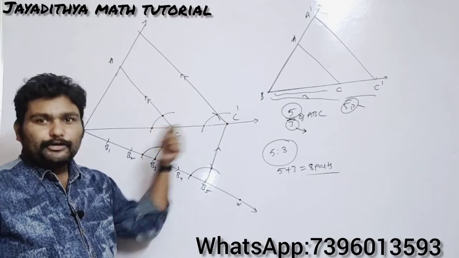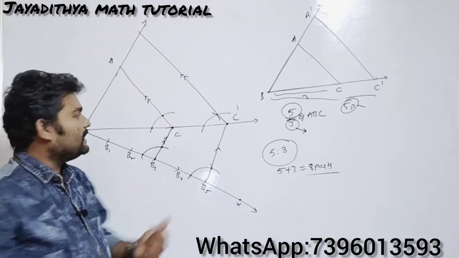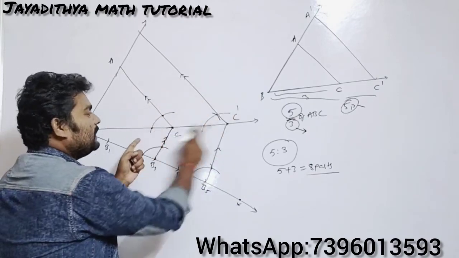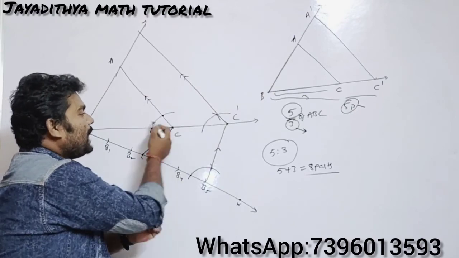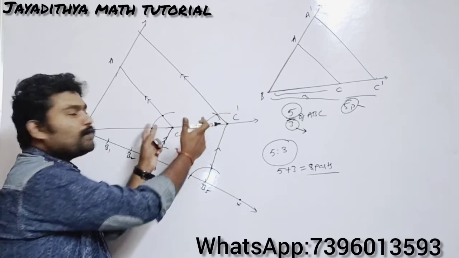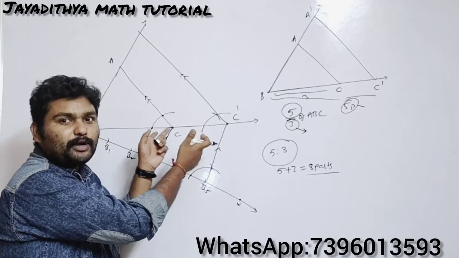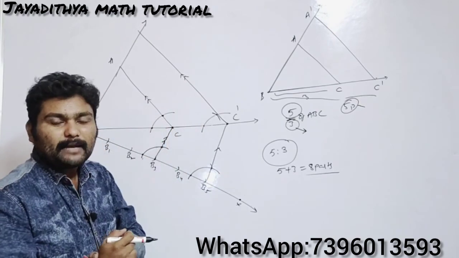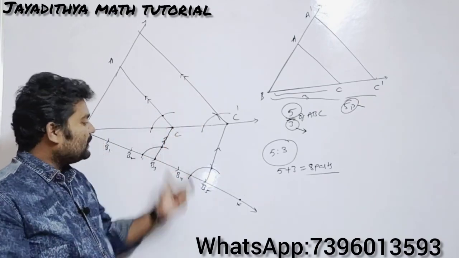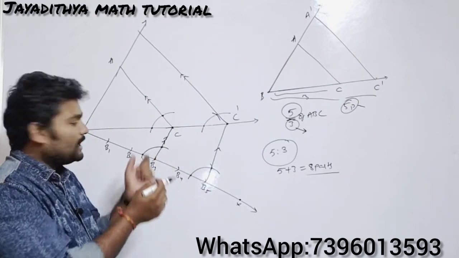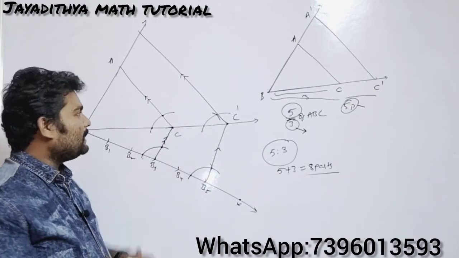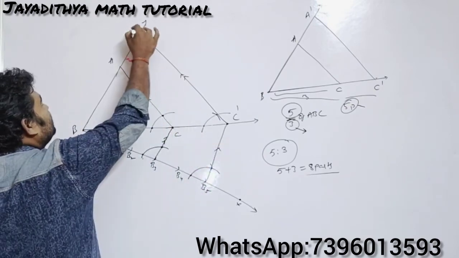Actually what we are doing here, we are just copying the angle. If 2 lines are parallel and there is a transversal, these 2 angles will be corresponding angles. We are making the corresponding angles equal here. If the corresponding angles are equal, then the lines will automatically be parallel. So for that reason, we are copying the corresponding angles, then we are getting parallel lines. That's all. So now mark this one as A dash.